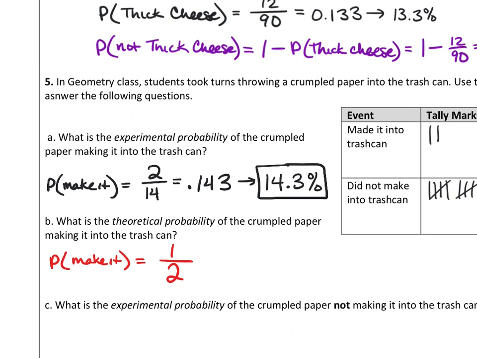What is 1/2? We should not need a calculator for this one. What is 1 divided by 2? 0.5, which is what percentage? 50%. So look at the difference. Our theoretical probability said that we had a 50-50 shot of making it. But when we actually did the experiment, did that match up with the theoretical probability?